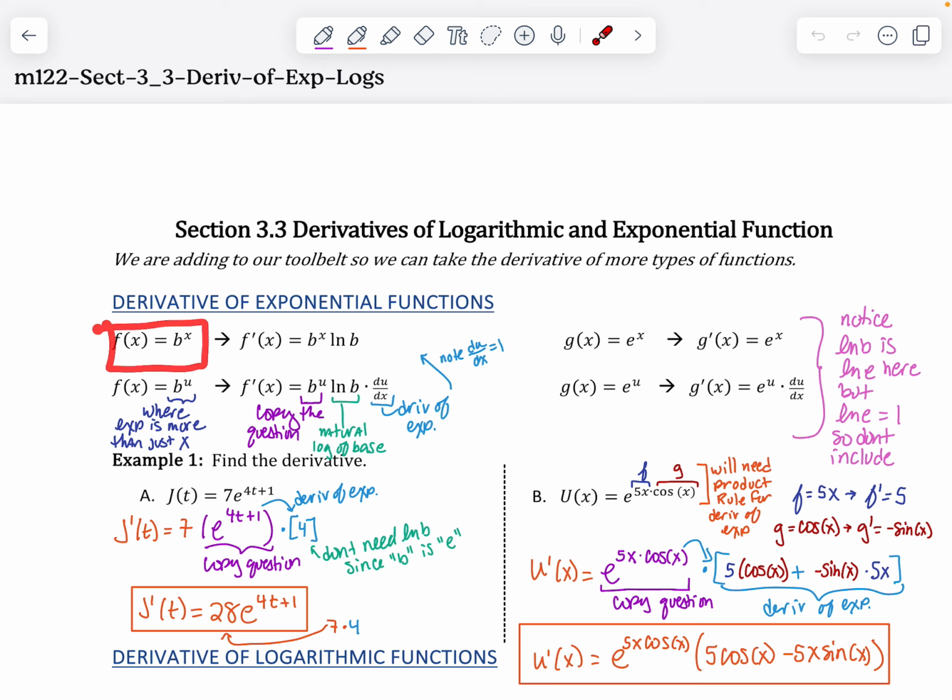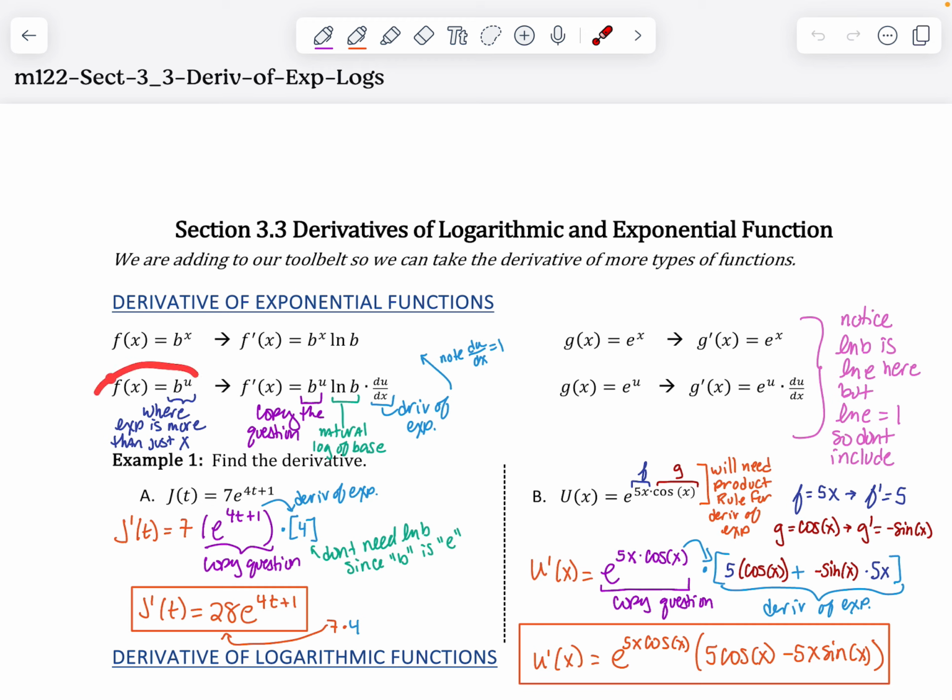The most basic formula is that if we have an exponential function, and we're not going to worry about it being ab to the x, let's just worry about the exponential piece. The derivative of that function is to copy the equation completely and then take the natural log of just the base. It may seem odd, but you can go through the derivation to figure that out.